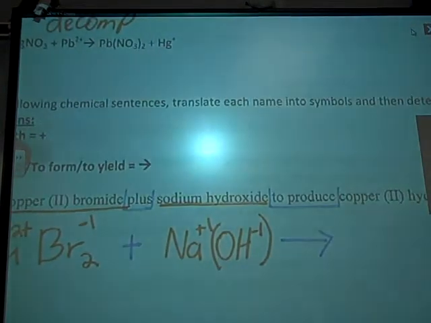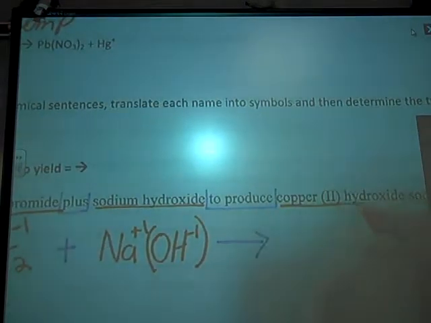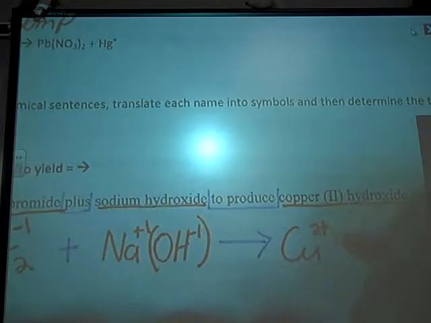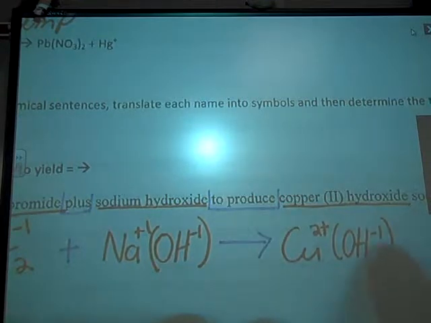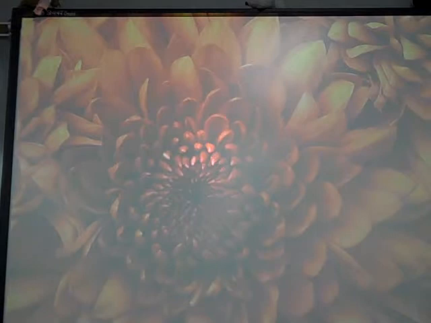On to my next compound that I need to write. My next compound is copper 2 hydroxide. So copper 2, same as last time. Hydroxide has a -1 charge. -1 plus +2 is not 0. I need to multiply this -1 by something to get it to 2. So I need 2 hydroxides.